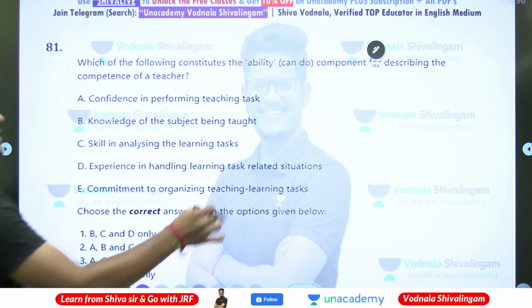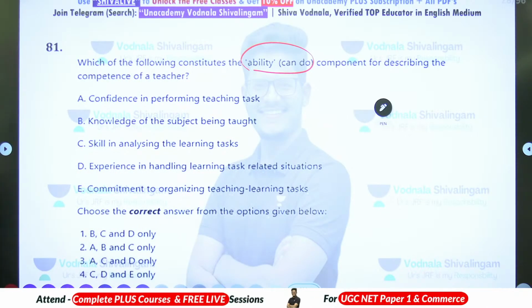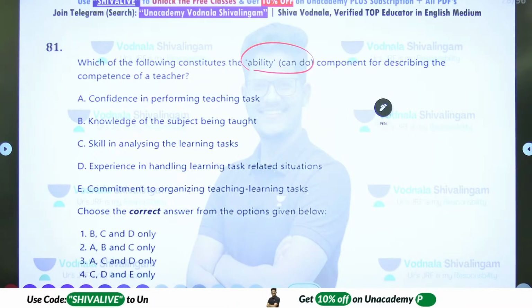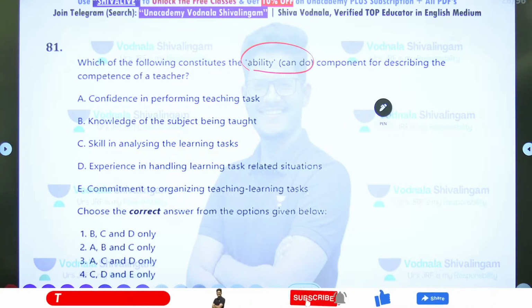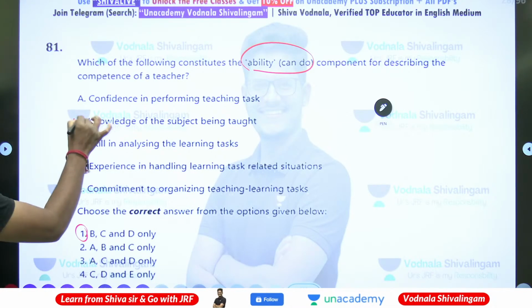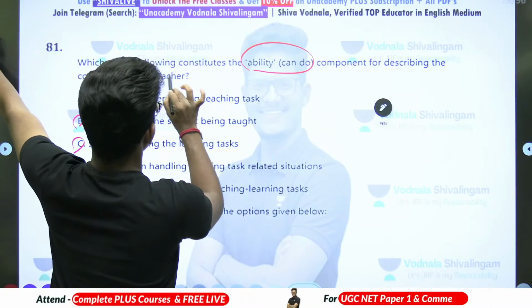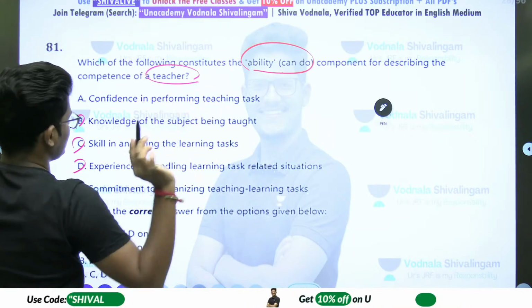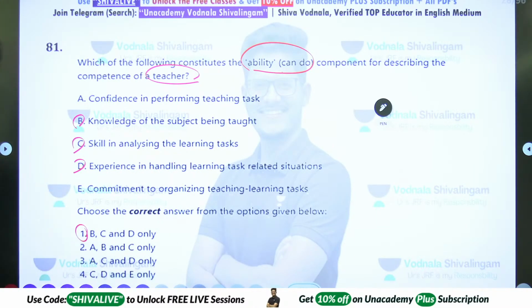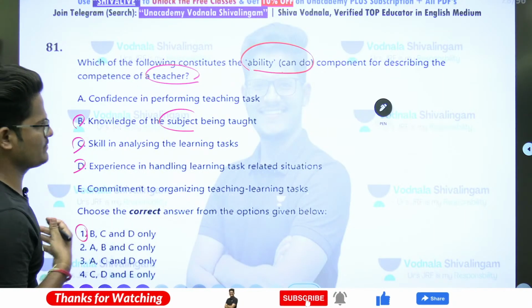Next, which of the following is an ability, that is, a can-do component describing a competency of a teacher? The answer for this question is 1, B, C, D. Look at knowledge. Can do means which of the following is the can-do competency of the teacher, not the learner. Carefully see. Can do means I can do, my ability, the teacher's ability. Knowledge of the subject, yes, because of that the ability will come. The subject knowledge, if it is their ability.